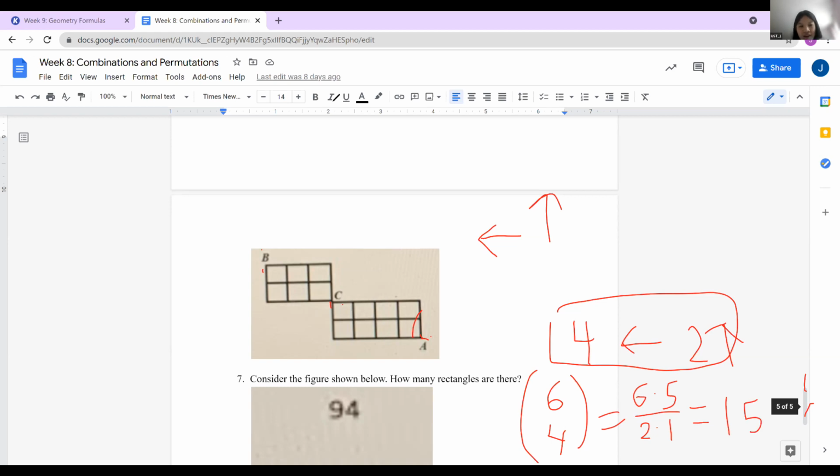And now for case 2, can you try it yourselves and tell me your answer or how you got it? What do you mean by case 2? Like go from C to B.